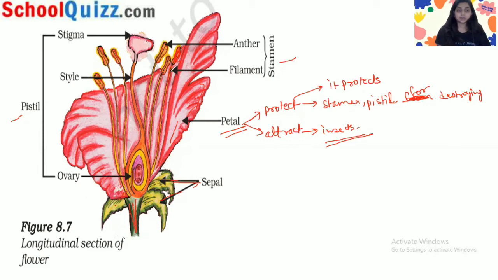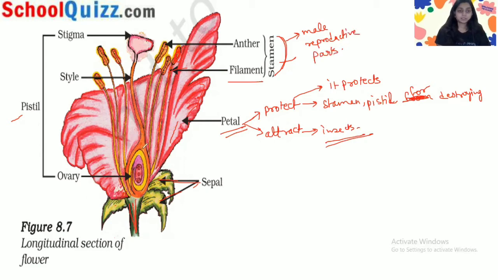This is called the filament, and this is called the anther. Together it is called the stamen. And what is the stamen? Stamen is the male reproductive part.